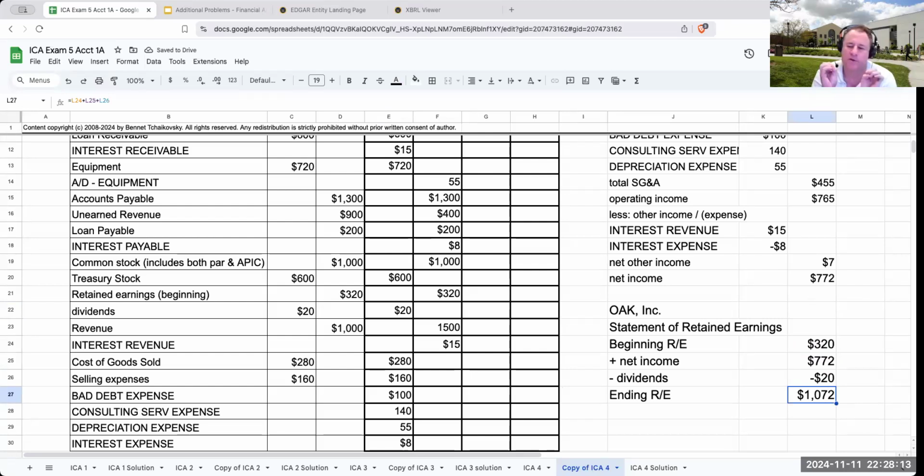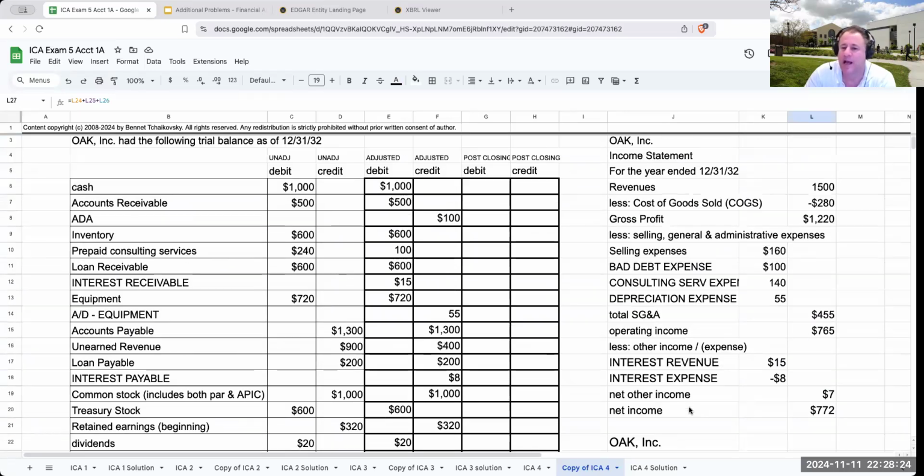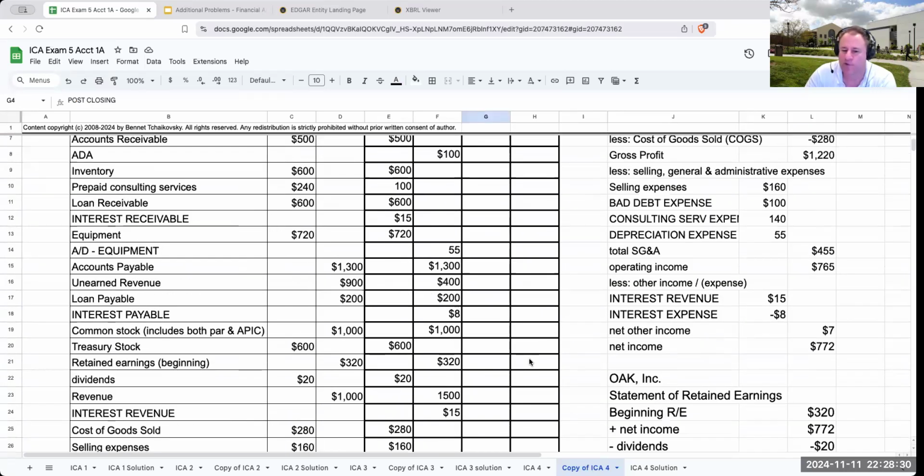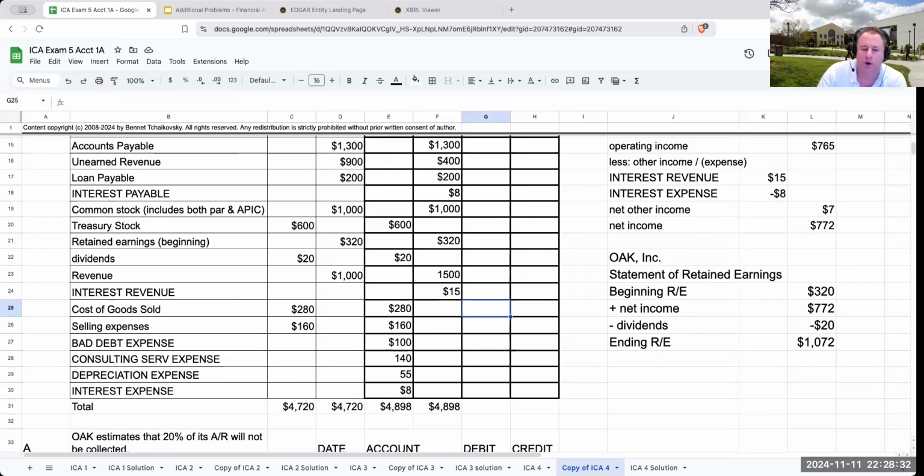Now, what I would normally do is close out all of my temporary accounts, dividends, revenues, expenses to retained earnings. But for this particular exam, I am not going to make you do that. So we're going to go ahead and do our post-closing trial balance. All of our expenses would have been closed out to 0, right? Our revenues, interest revenue, regular revenues all get closed out, but my ending balance now in retained earnings is 1,072,000. None of the other balances have changed, right?